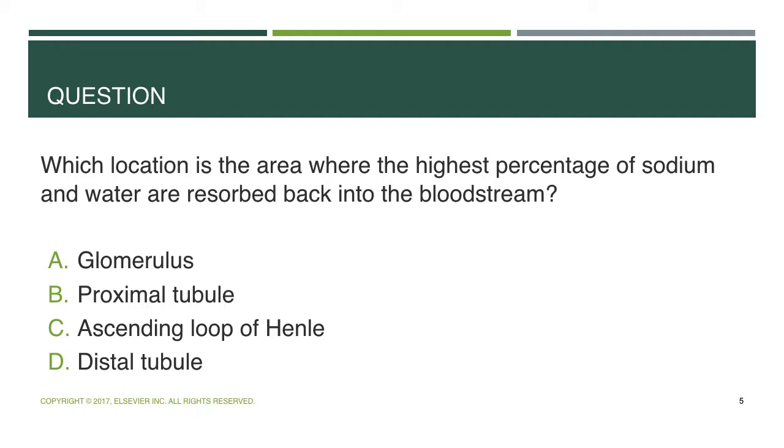Another 20 to 25% of sodium is reabsorbed into the bloodstream in the ascending loop of Henle, and the remaining 5 to 10% of sodium resorption takes place in the distal convoluted tubule, often called simply the distal tubule, which anatomically follows the ascending loop of Henle. The glomerulus does not resorb sodium or water, but instead is the point where the initial filtration of the blood happens.